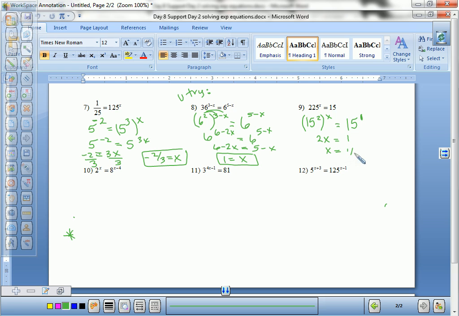So x is 1/2. Now, does a rational exponent of 1/2, doesn't that mean the same thing as square root? Yeah, a rational exponent of 1/2 means square root. And the square root of 225 is 15. So some of you might even be able to look at it and go, oh, that's square root. So square root is the 1/2 power. Boom. Good.